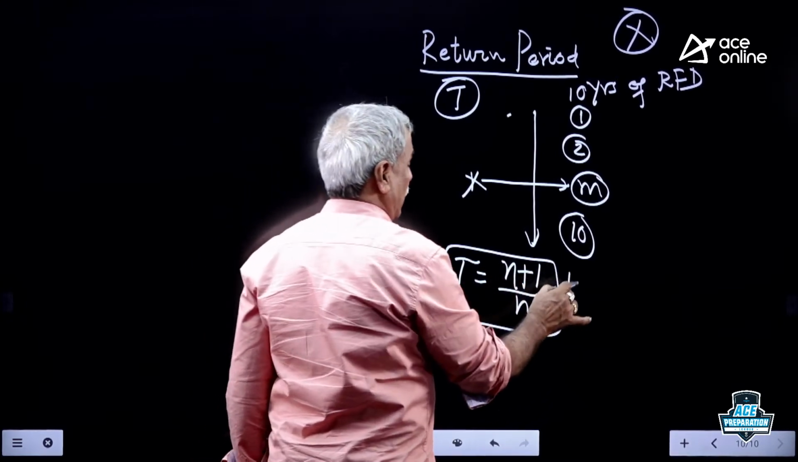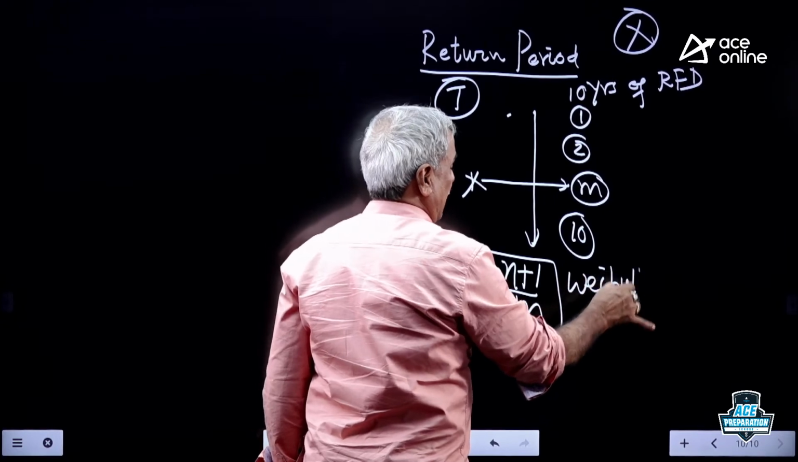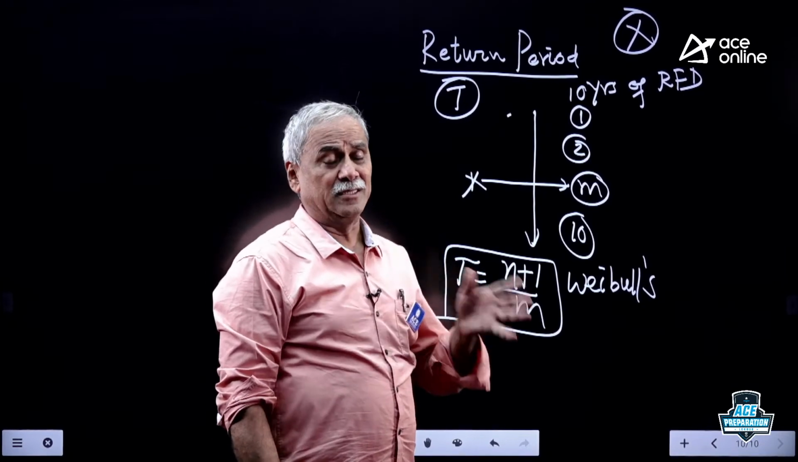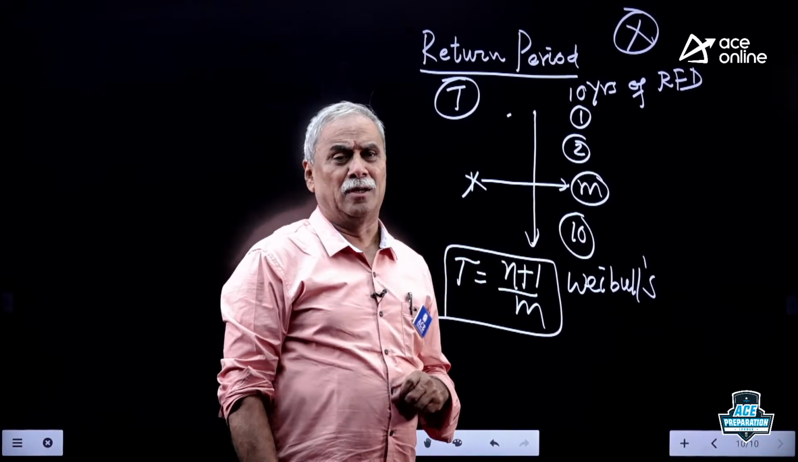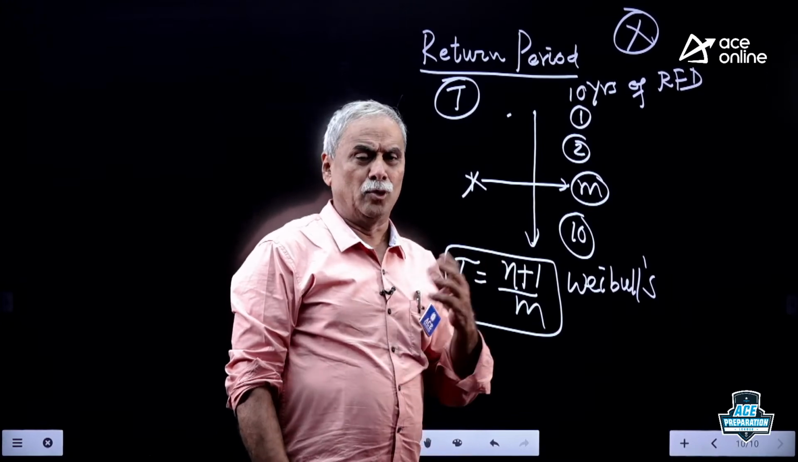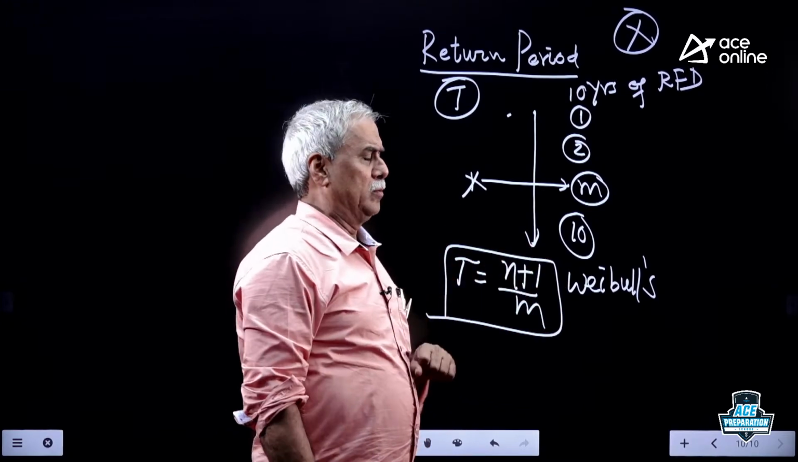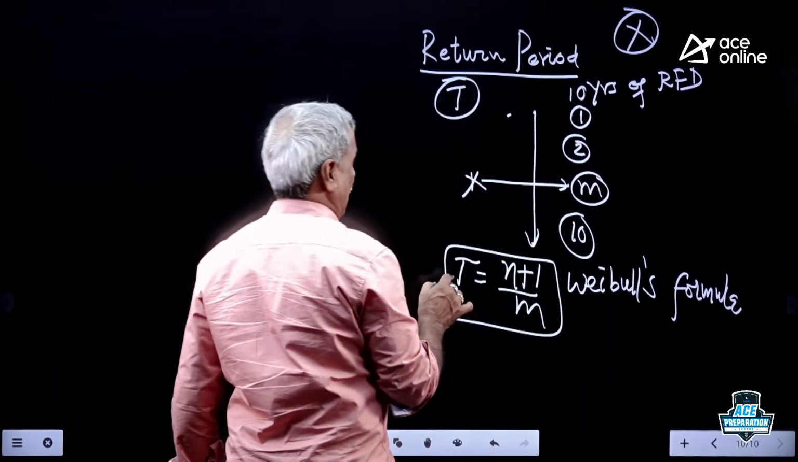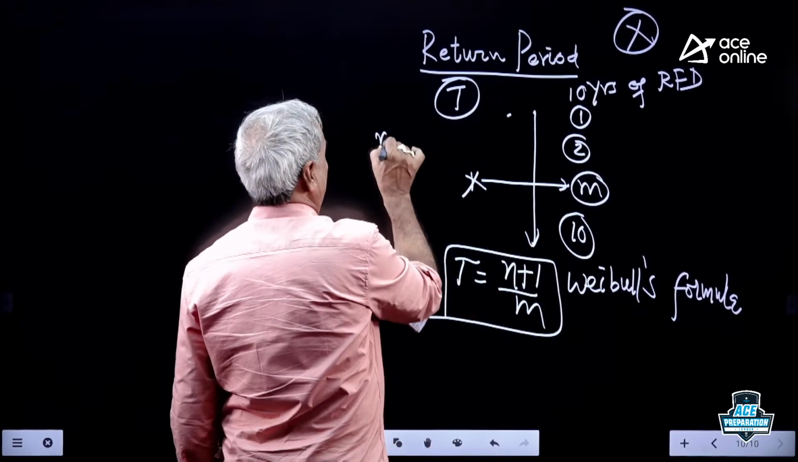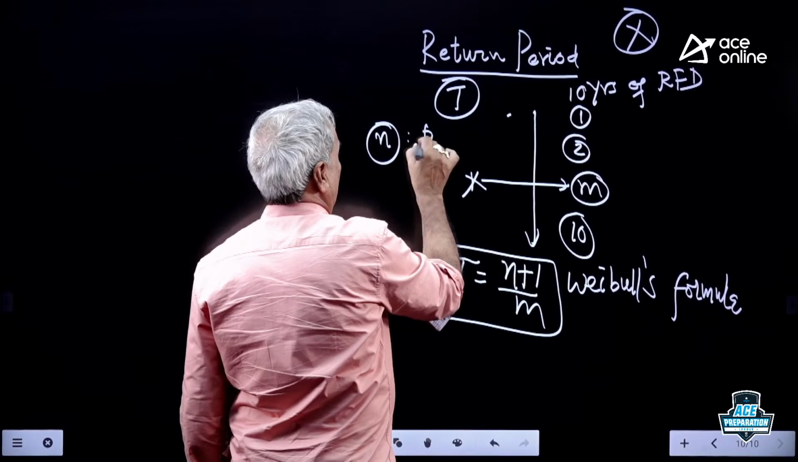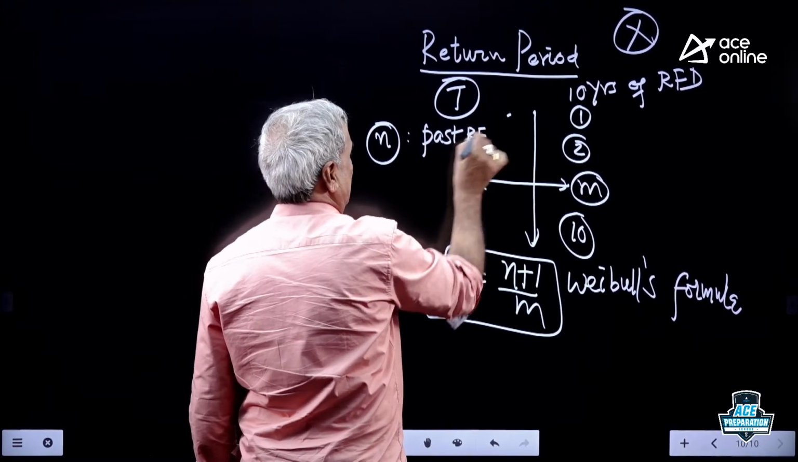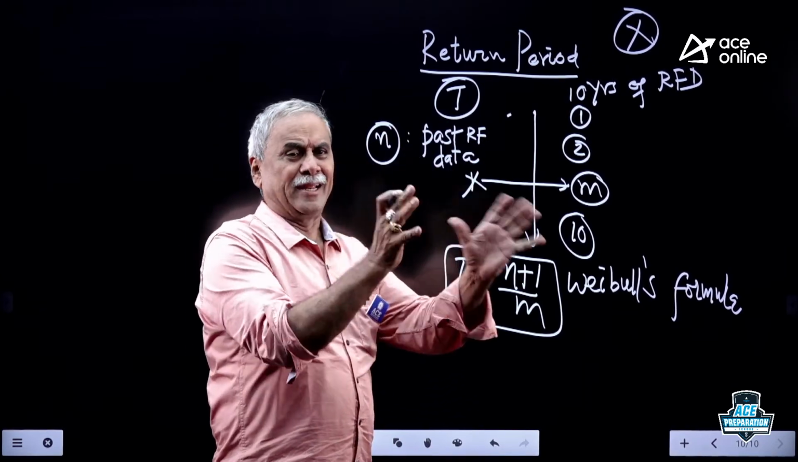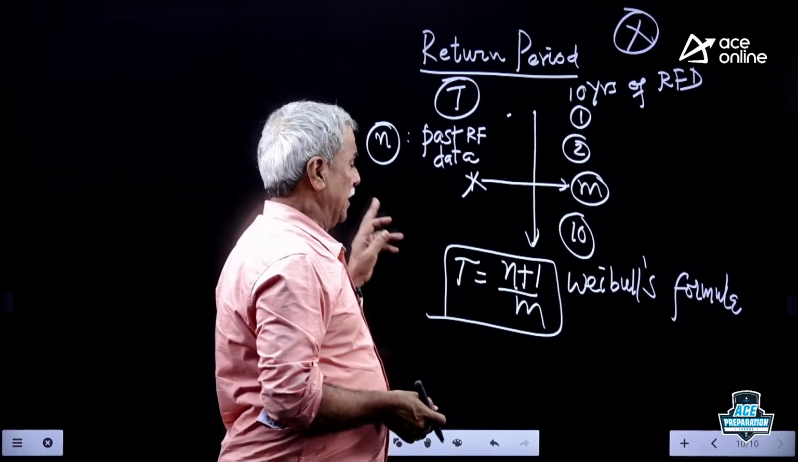By default, we use Weibull's formula. Even though other formulas are available, they are to be adopted only when they are mentioned like that. Otherwise, you need not think of California's formula, Hazen's formula or any other formula. Weibull's formula is the formula we have to use by default to calculate the return period. N is the number of years of past rainfall data available. Past rainfall data, how long? For how many years do we have rainfall data for a particular rain gauge station, that is n.